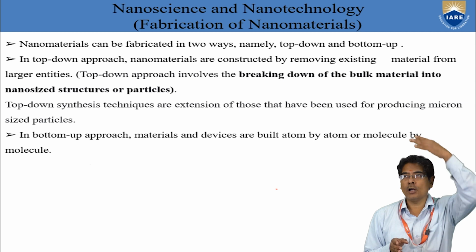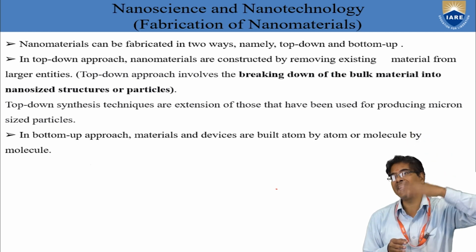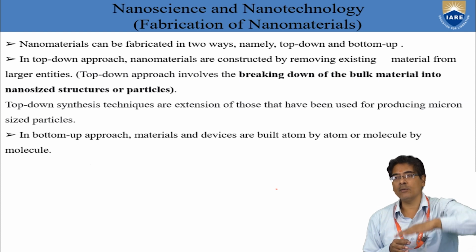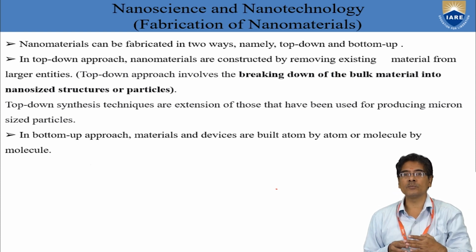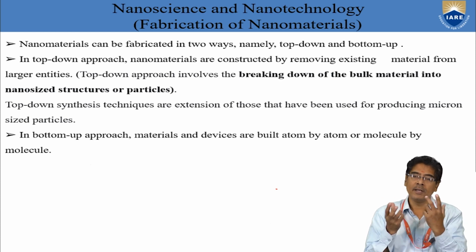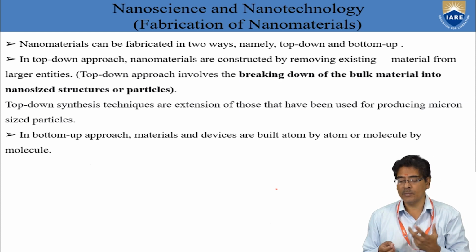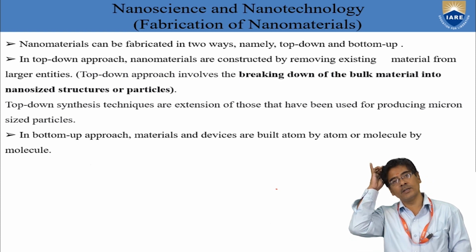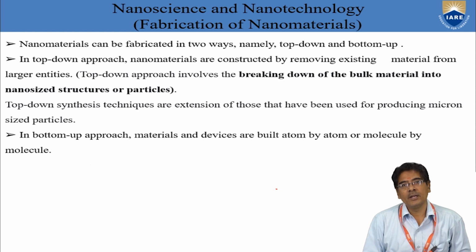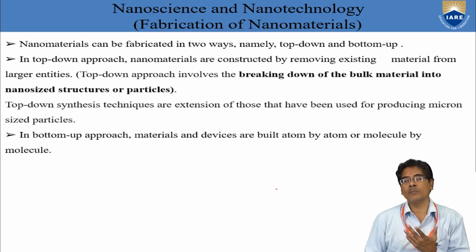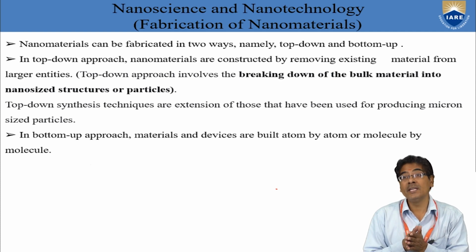That means in top-down, we are breaking down the particle from a large entity to a small entity, that means to a nano range entity. In bottom-up approach, we are starting from the bottom, that means small to nano, in which the range can be fabricated. So that is what we call fabrication of nanomaterials. As I told you, nanomaterials can be fabricated in two ways, namely the top-down approach and bottom-up approach.